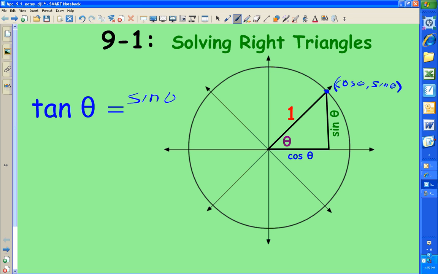Where does that come from in terms of the triangle? Opposite over adjacent. So this is the opposite side, this is the adjacent side, and this is the hypotenuse right here. So nothing new, nothing different, just don't forget, tan theta is sine over cos. Tan theta equals sine over cos.